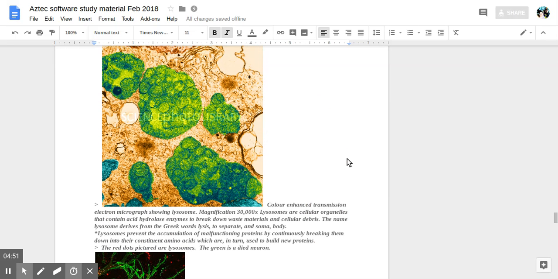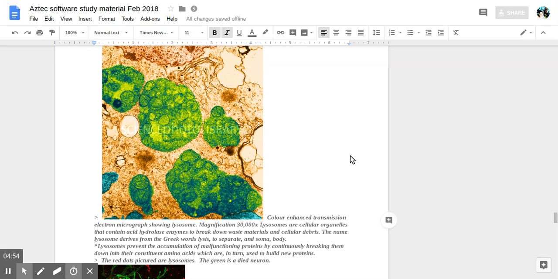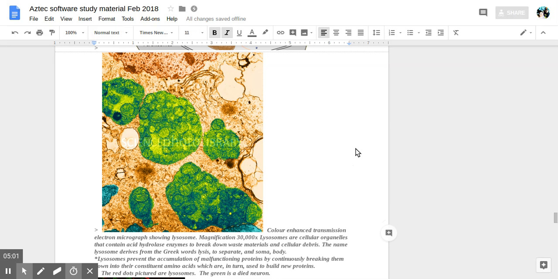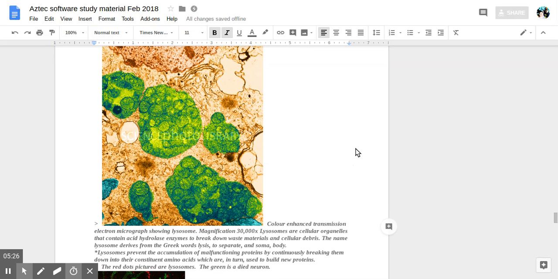Here, a color-enhanced transmission electron micrograph showing the lysosome at 30,000 magnification. Lysosomes are cellular organelles containing acidic hydrolase enzymes, breaking down waste materials and cellular debris. The name lysosome derives from the Greek words lysis, to separate, and soma, body. Lysosomes prevent accumulation of malfunctioning proteins by continuously breaking them down into their constituent amino acids, which are in turn used to build new proteins. So they break down all kinds of macromolecules into their subunits to be recycled.